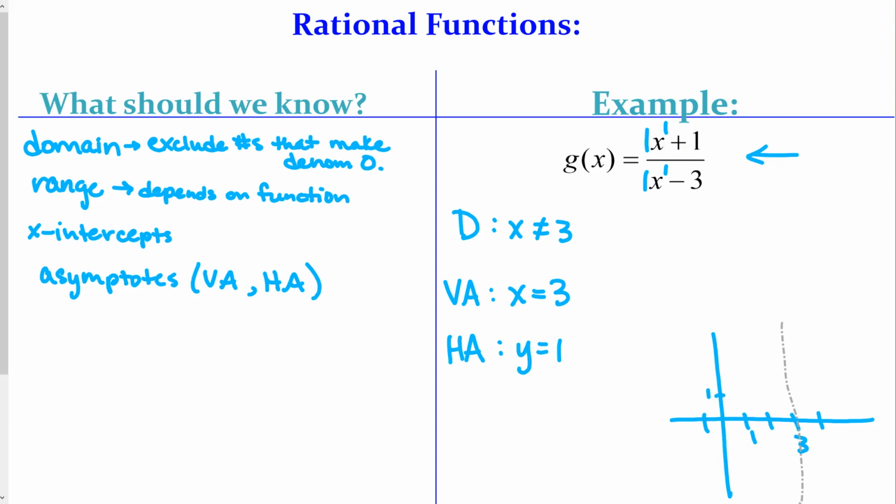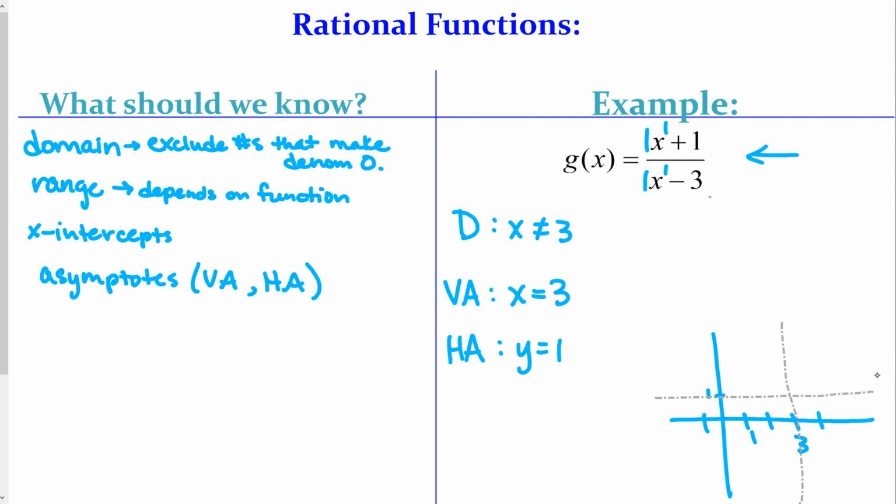That's because as x goes to infinity, you would have something like infinity plus 1 over infinity minus 3, infinity over infinity. So it's like 1,000 plus 1 over 1,000 minus 3. That's very close to 1,000 over 1,000, so that's very close to 1.